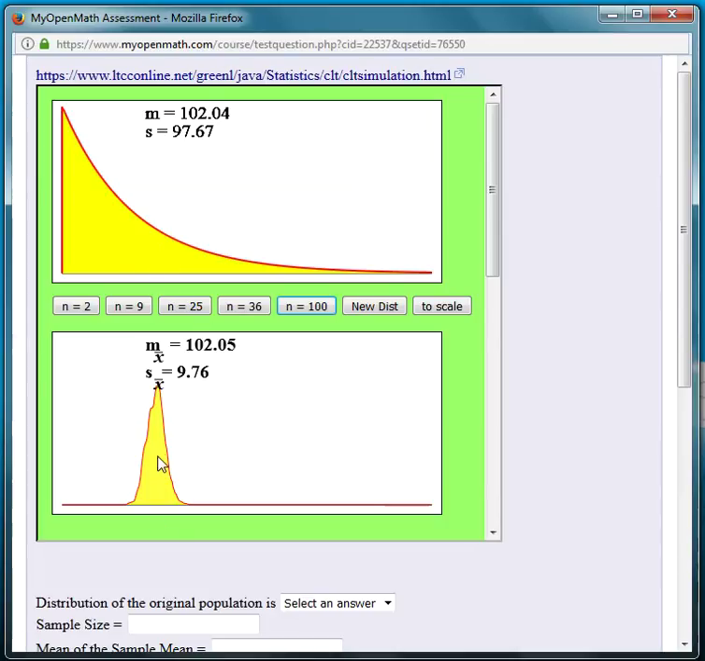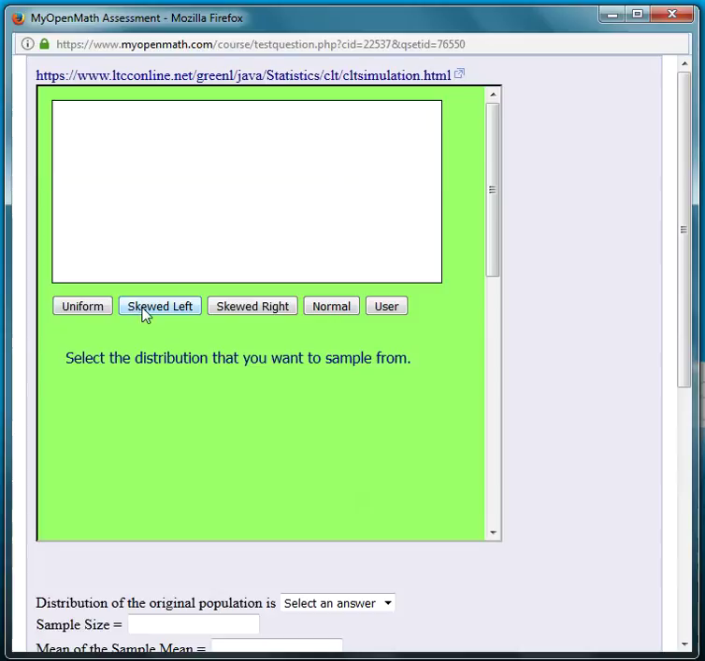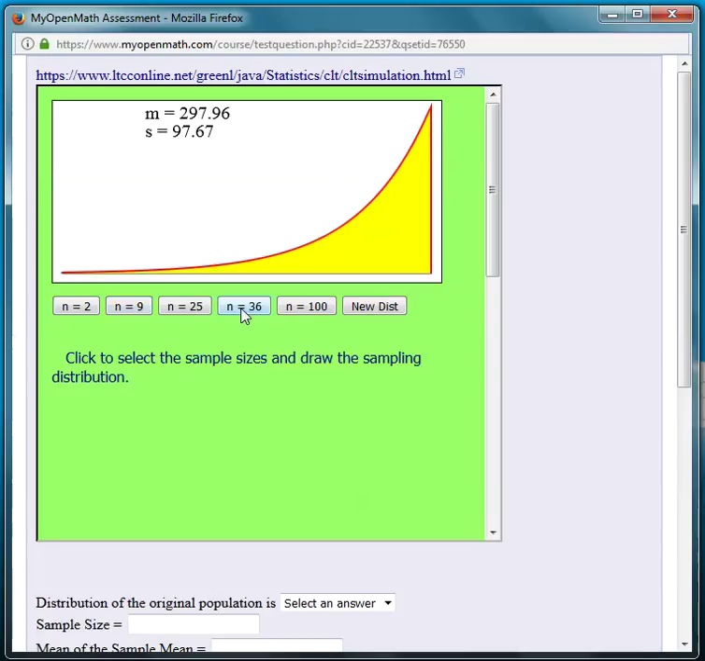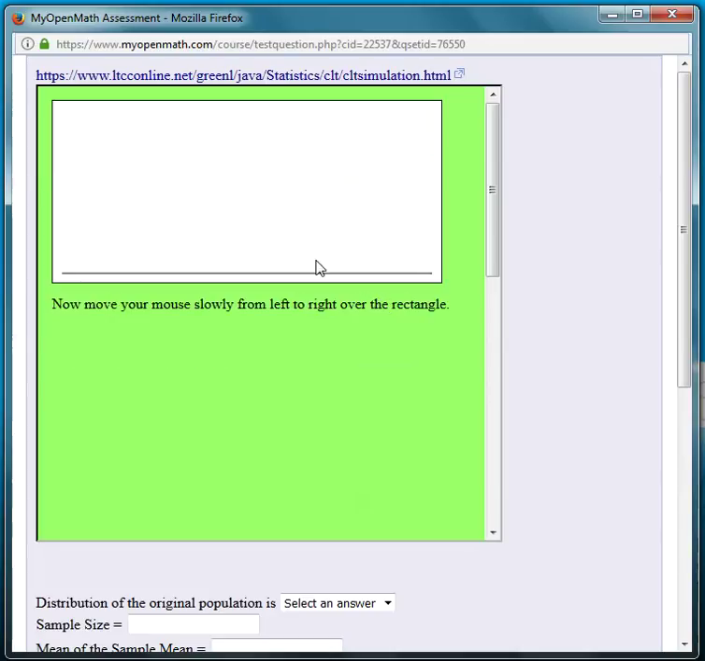Notice the mean of my sample and the mean of my original population are pretty close. When n equals 2, it's a little bit further away, isn't it? And also notice the standard deviation, and how it reduces. I'd like you to explore different original population distributions, and the best one is the one where you get to draw the original distribution yourself.